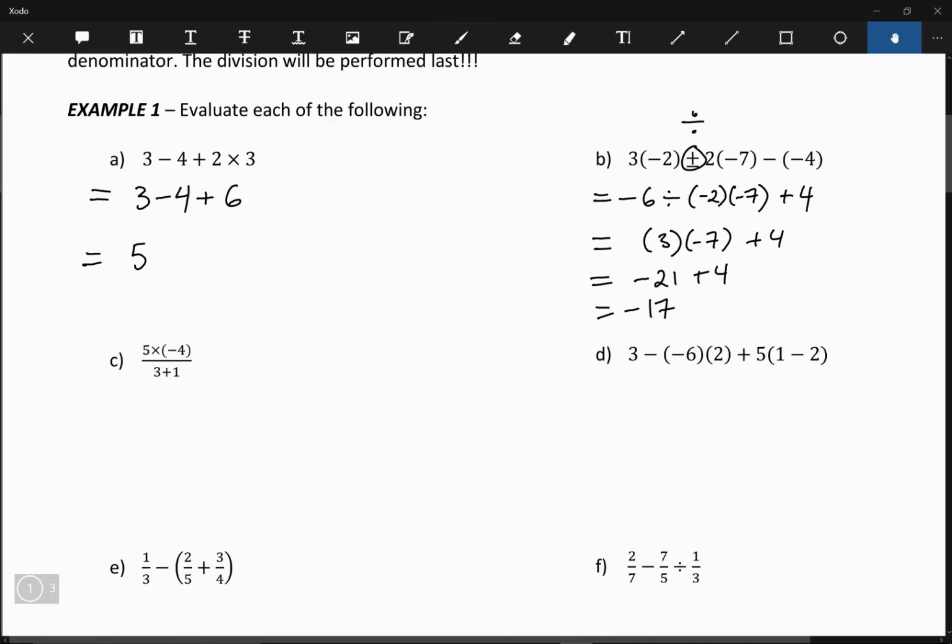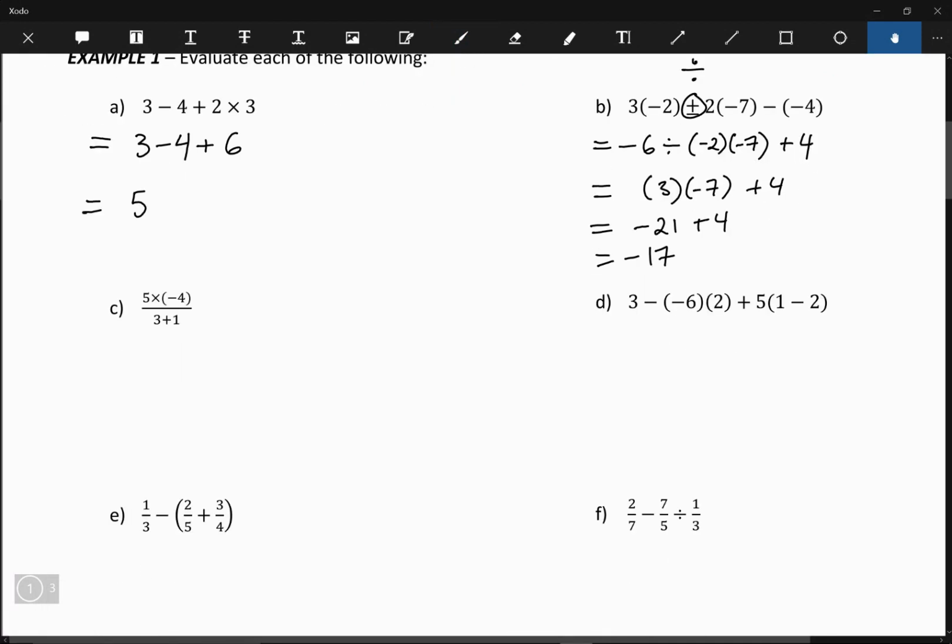Next one. Oh, you see a fraction? Put some brackets around it. 5 times negative 4 is negative 20. 3 plus 1 is 4. And then I divide negative 20 divided by 4, which is negative 5.